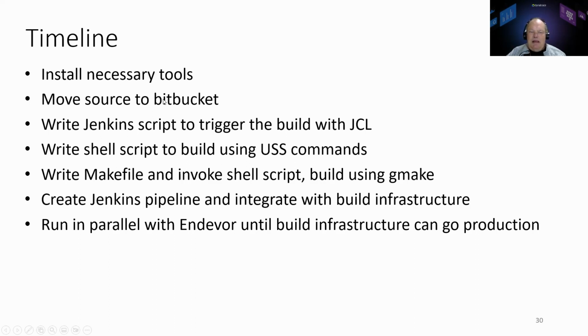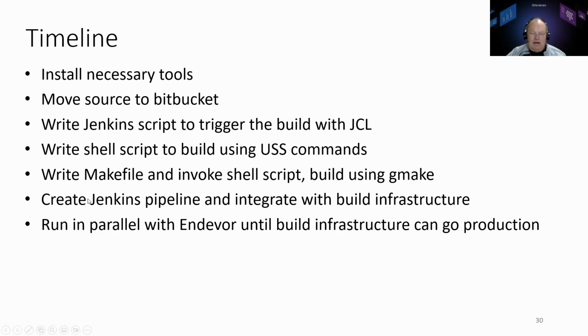Move the source to Bitbucket, that was the easy part. Write the Jenkins scripts. This was with the JCL. This is where I was talking about we used the zOS add-ons, plugins for Jenkins, just for testing to see how it worked. We wrote the shell scripts using the USS commands. And then we wrote the make files to invoke those shell scripts and use all the other gmake fun things that Suba just talked about.